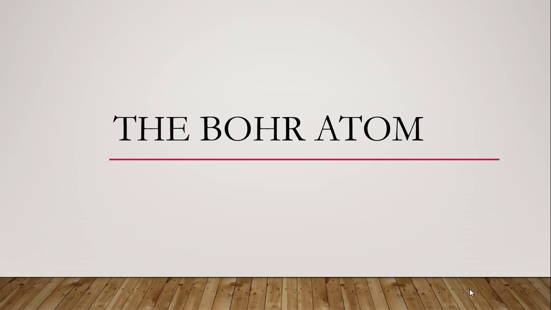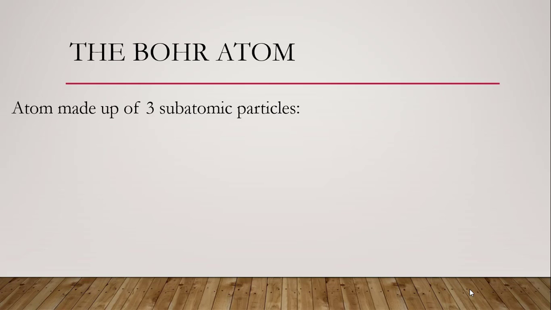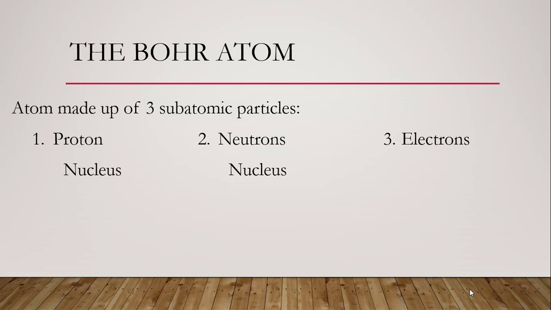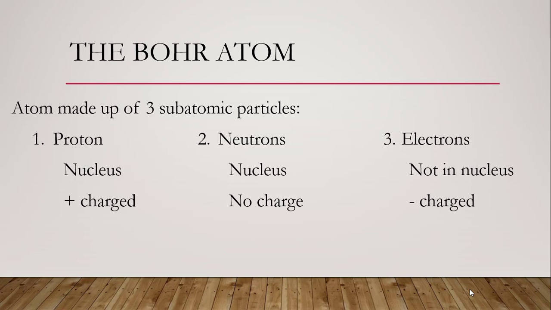Today we'll be talking about the Bohr atom, which is just simply a model of how the atom works. Now you hopefully remember that the atom is made up of three subatomic particles. The first is the proton, the second is the neutron, the third is the electron. The proton is found in the nucleus, the neutron is found in the nucleus, the electron is not in the nucleus. The proton is positively charged, the neutron has no charge, and the electron is negatively charged.